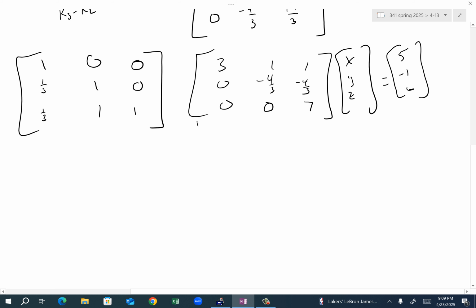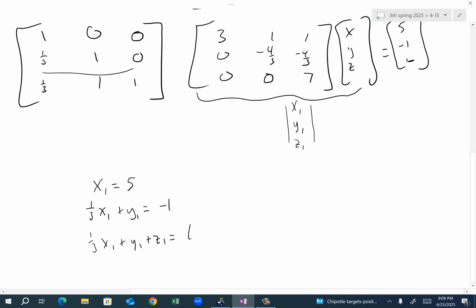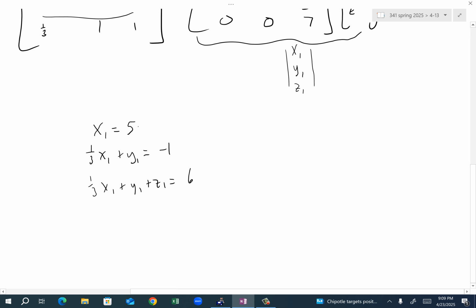Now, here's what's fun. We're going to call all of this x1, y1, z1. So if you look at this, if you take this 1, 0, 0 times this vector here, you're going to get x1 equals 5. And then you're going to get 1/3 x1 plus y1 equals negative 1. Again, that's this row, this column. And then you're going to get 1/3 x1 plus y1 plus z1 equals 6. Well, that's pretty cool.